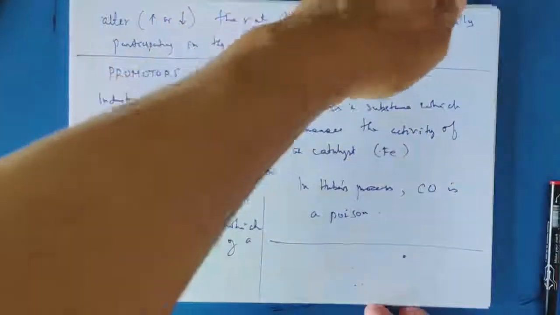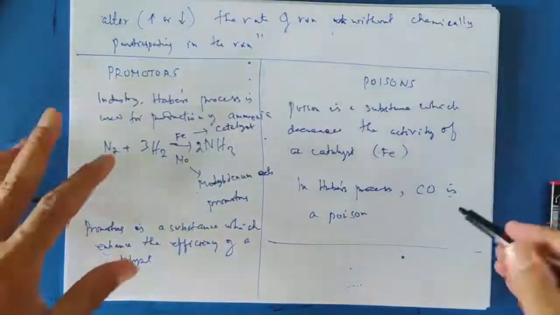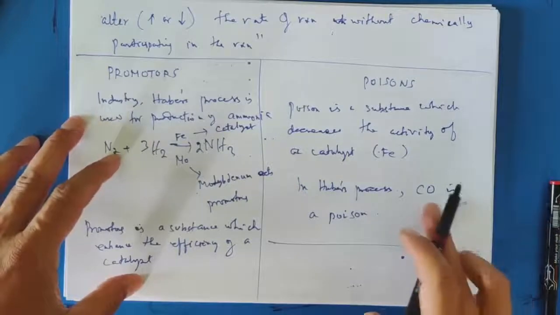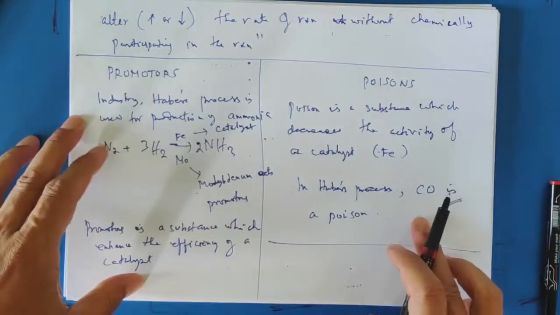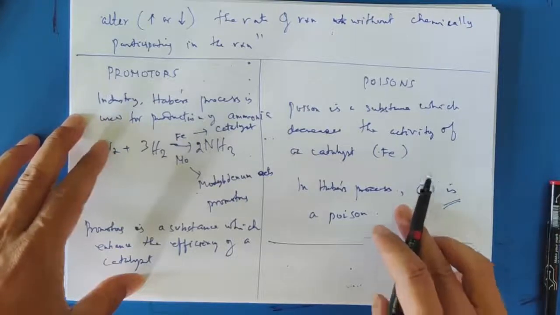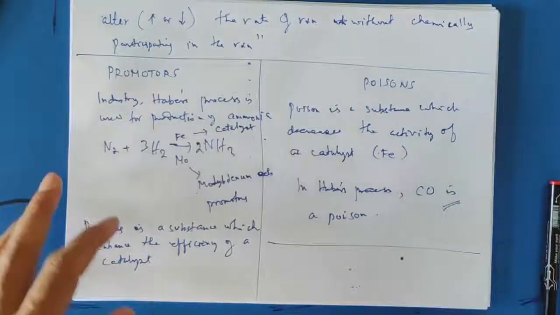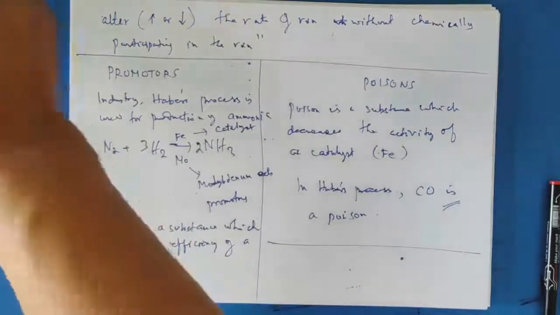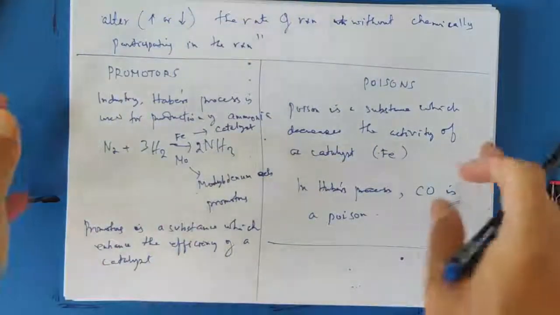So a question: what is the activity of CO in the Haber process?